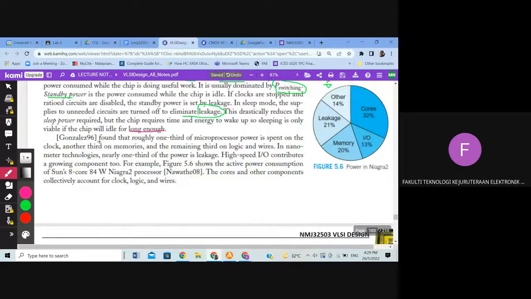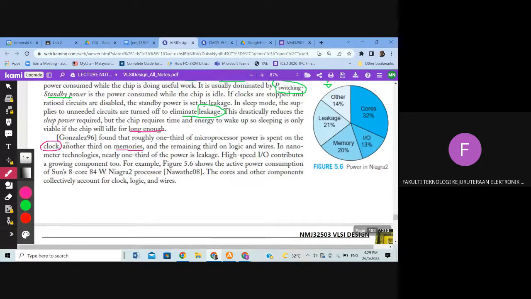So Gonzalez found that roughly 1/3 of the microprocessor power, as you can see here, is spent on the clock. Imagine how much power is consumed by the clock. Another third is spent on memories, which are also clocked and switching, and the remaining third is on the logic and the wires.